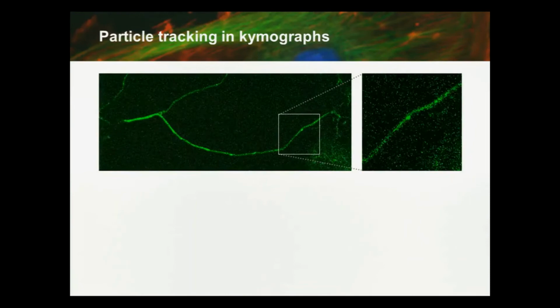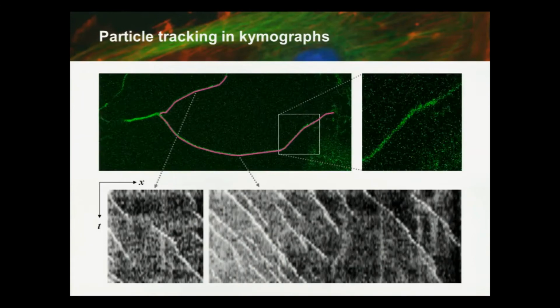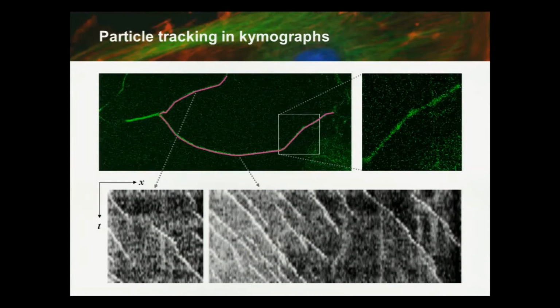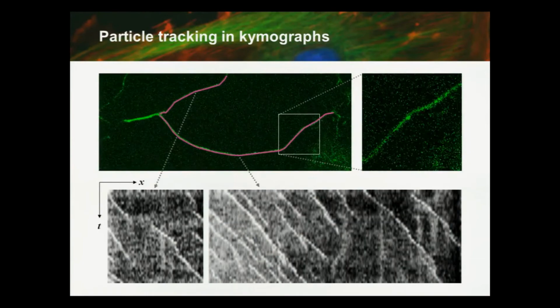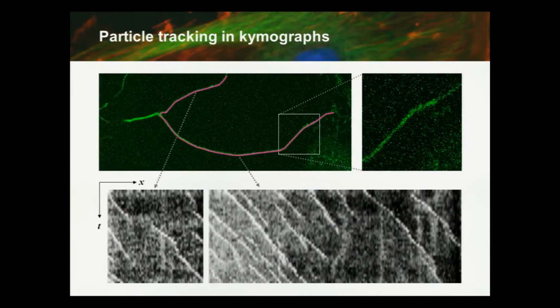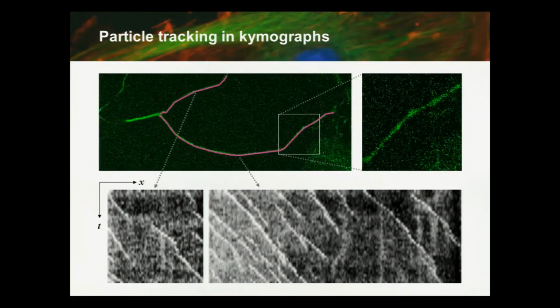So what we did is we used kymographs. You can draw a line along this structure, and then you can parameterize the position along the line. It becomes a one-dimensional problem now. It's just x along the line, position along the line. And then you can measure the intensity for each time point. And you really get a spatial-temporal plot like this. So this is for this line, and that's for this line.